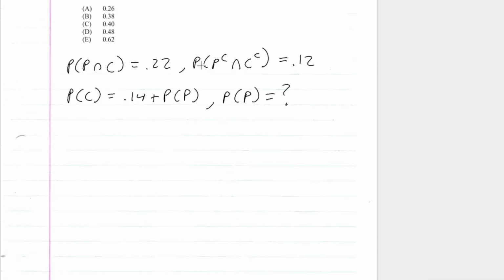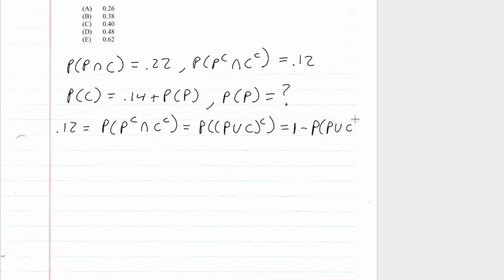So first off, I'm going to be looking at this right here. I know that 0.12 is equal to the probability of P complement intersection C complement. And this is the same thing as the probability of (P union C) complement, which is 1 minus the probability of P union C. So this gives me that 0.12 is equal to 1 minus the probability of P union C. And if I add the probability of P union C to both sides and subtract 0.12 from both sides, I get that the probability of P union C is equal to 0.88.